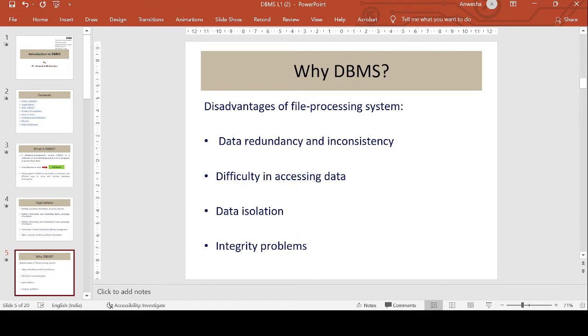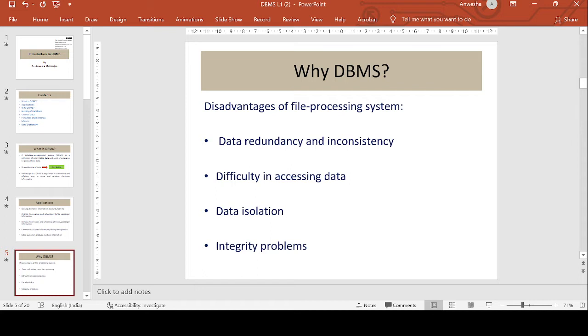Now why DBMS? To store data, you have files. Now what are the disadvantages of the file processing system? Before going to this, one thing I need to mention: there will be some terms like isolation, atomicity, concurrent access. These things will be clear to you when I discuss the topic of transactions and the ACID properties. So for this time, just look into the disadvantages that I am discussing now.